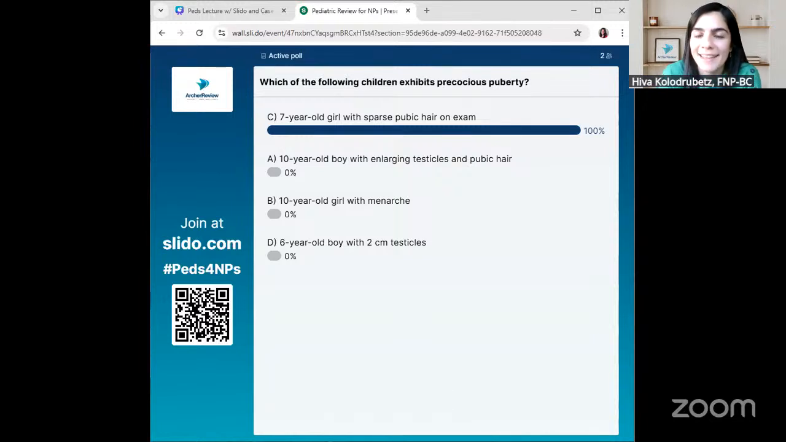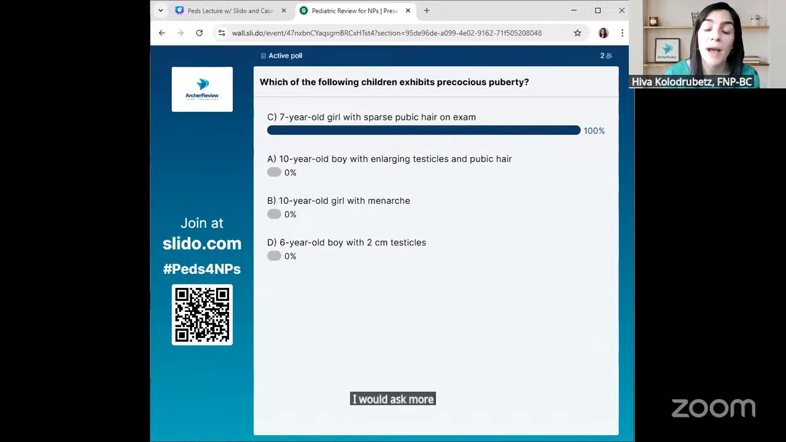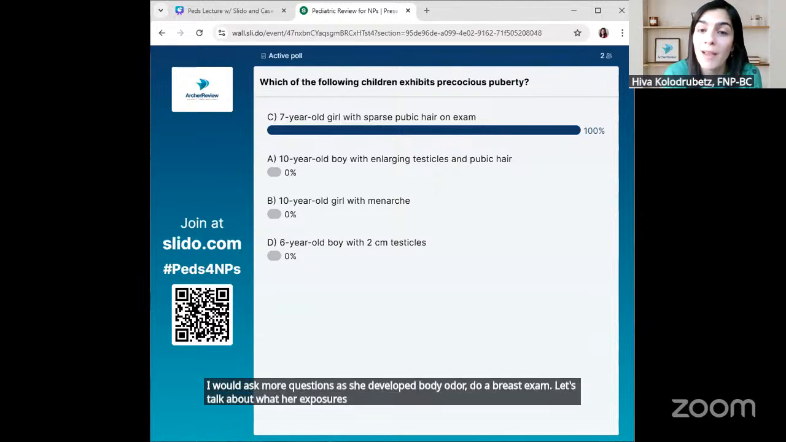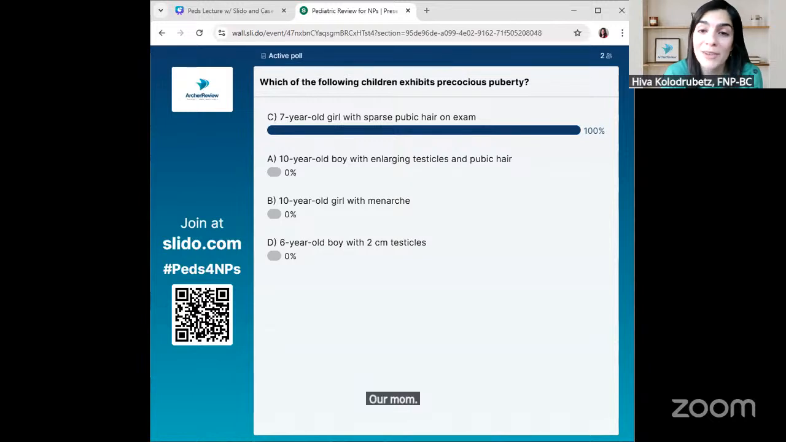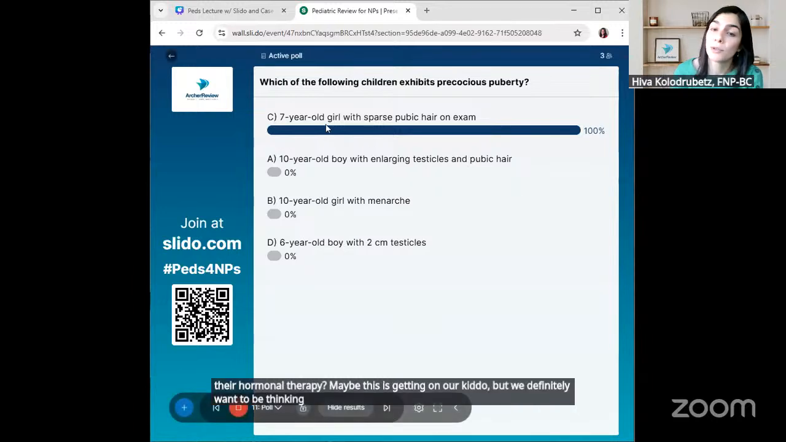Yep. Very good. You guys got it on the nose. So that 7-year-old with that sparse pubic hair, I would definitely send them over to our pediatric endocrinology specialist to figure out what's going on. I would ask more questions, has she developed body odor, do a breast exam. Let's talk about what her exposures are at home. Our mom, dad, grandma, grandpa, are they using any kinds of gels or rubs, right, for their hormonal therapy? Maybe this is getting on our kiddo. But we definitely want to be thinking this is a little too early. Let's send her over to the specialist to make sure we're not missing anything.